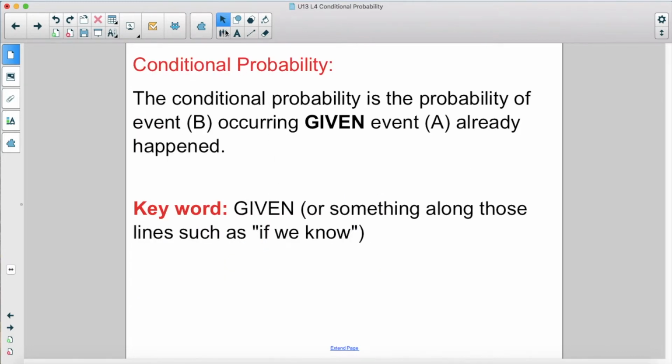So that is what we're going to be looking at today, and that is what conditional probability is. Conditional probability is the probability of event B occurring given event A already happened. Okay, so it's based on a condition. The key word for today is going to be given or something along those lines, such as if we know, or anything else like that.